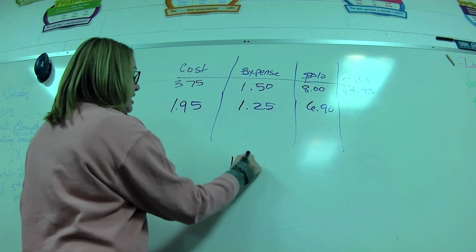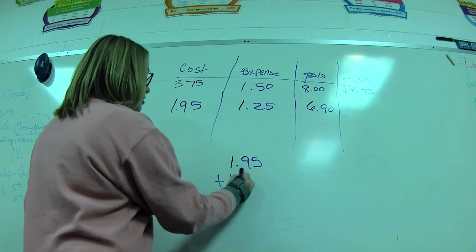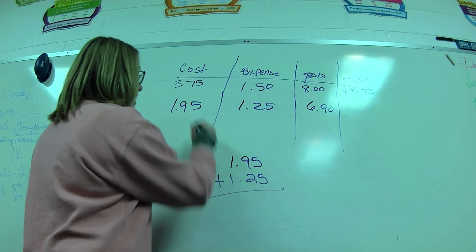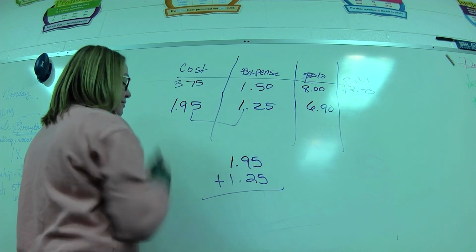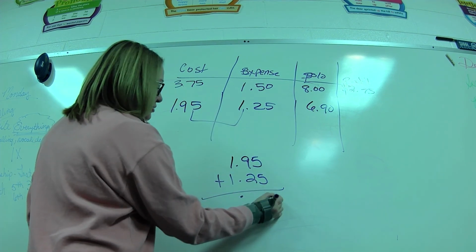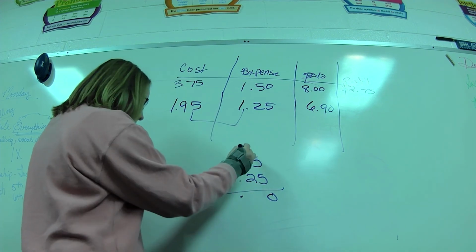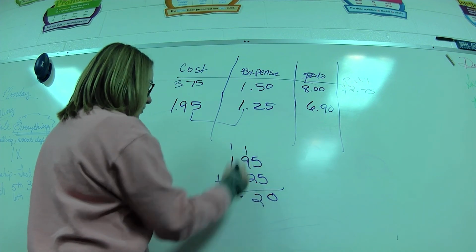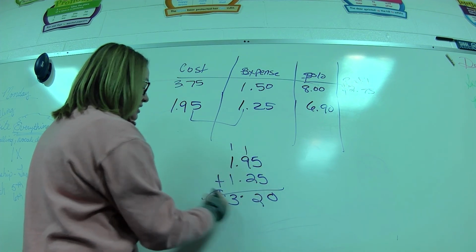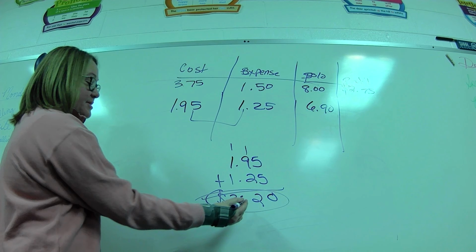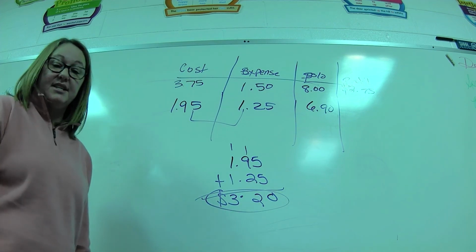So we have $1.95 plus $1.25. We have to come up with this first. Remember, so we're going to find this first. 5 plus 5 is 10. 10 plus 2 is 12. So it's going to cost the seller, between buying the item and selling it, $3.20.